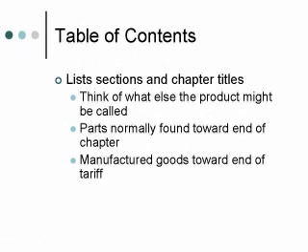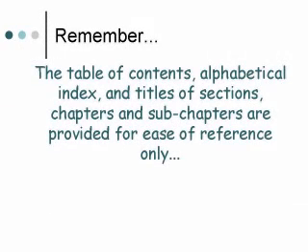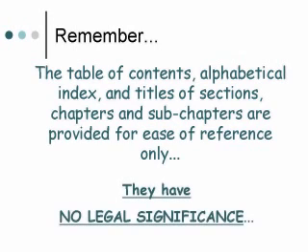Sometimes you have to think of another name for the product or what other name it could be called. For example, automobile wheels or vehicles and parts. The same with computers and automatic data processing machines. In the Harmonized Tariff Book, parts are normally found toward the end of the chapter and manufactured goods toward the end of the tariff. Remember that the table of contents, alphabetical index, and titles to sections, chapters, and subchapters are provided only for ease of reference. They have no legal significance.